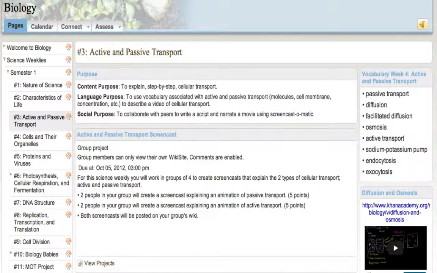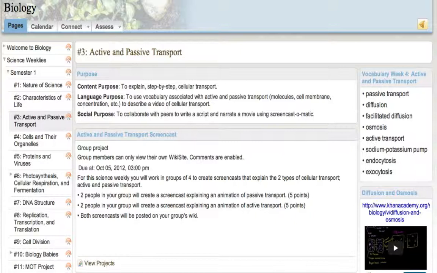The language purpose is for students to use vocabulary associated with active and passive transport, such as molecules, cell membrane, concentration, to describe a video of cellular transport. And the social purpose is to collaborate with peers to write a script and narrate a movie using Screencast-O-Matic.